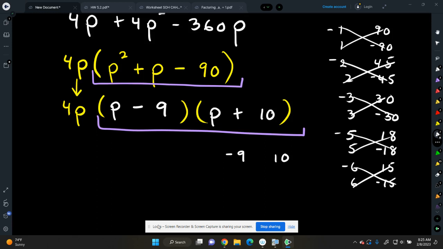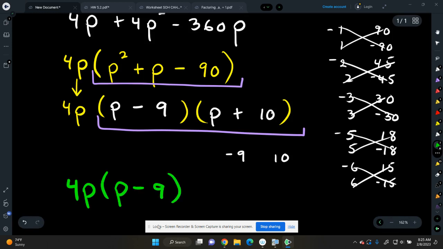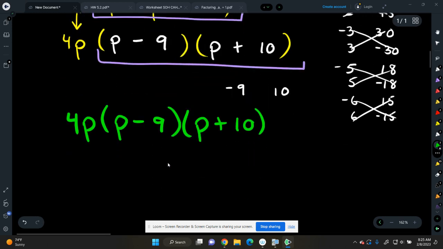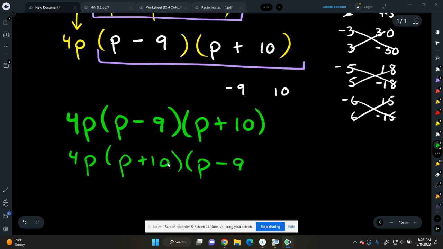So my fully factored answer, I have to include the 4p, and then it's p minus 9, p plus 10. Now it does not matter. These are the same thing if you write it as p plus 10, p minus 9. Doesn't matter what order we write our parentheses in. Could it be any letter instead of x? Yes, it could be any letter.